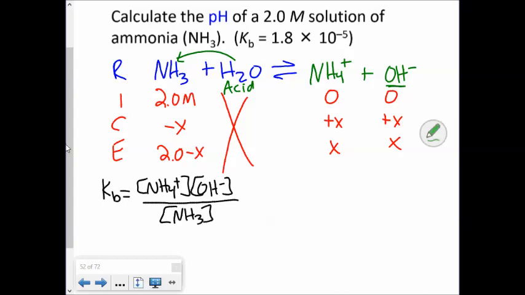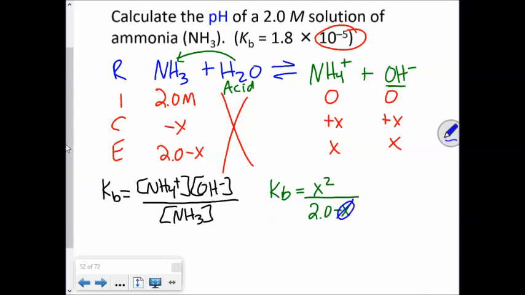Now we can substitute in, and we get Kb equals x squared over 2 minus x, and our Kb is 1.8 times 10 to the minus 5. So what do I definitely get to do? Eliminate the x, make it easier on yourself. The x is too small to really matter on the bottom there.